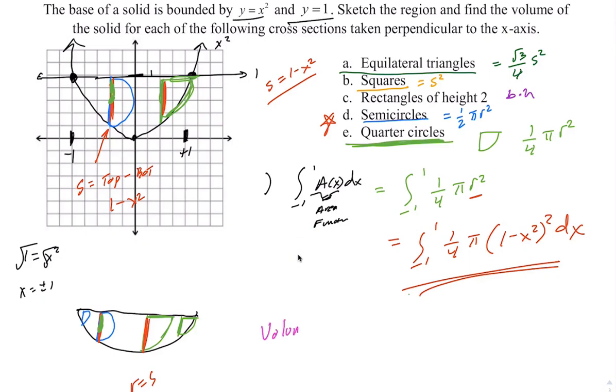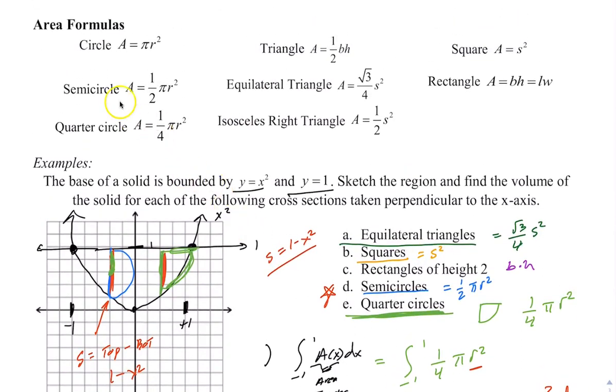But it says volume of a known cross section. They're not as hard as it sounds. You already know the formula. The volume is going to equal the integral of my limits of the area formula. You know the area formula, you have to know the area formula. So if they say circle, you have to plug that down. Well, it's not going to be a circle, but semicircle, you have to plug this or this.